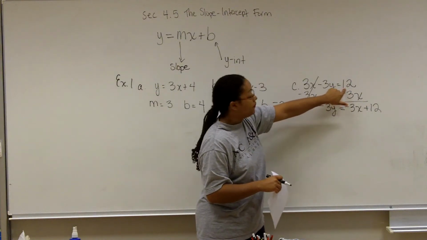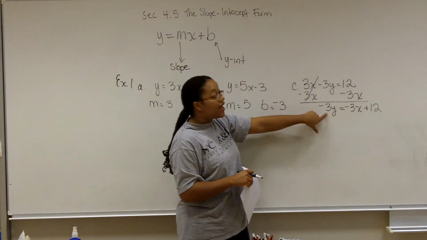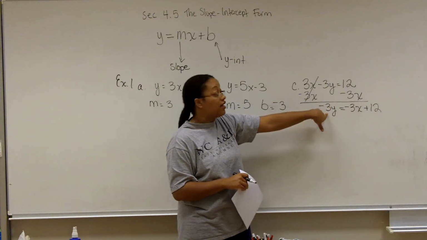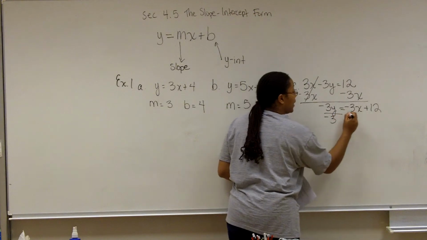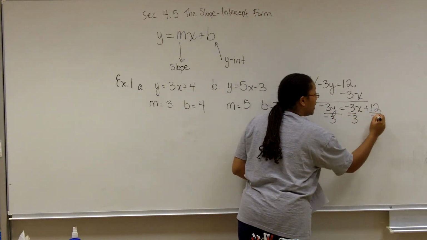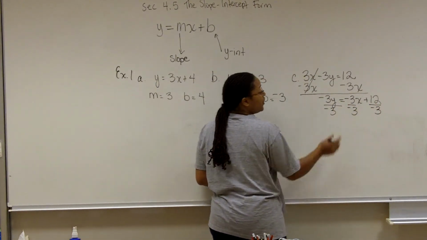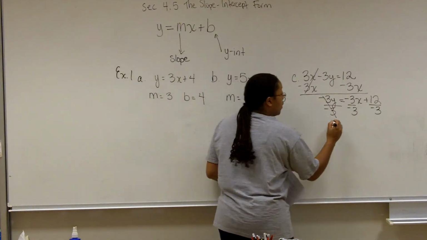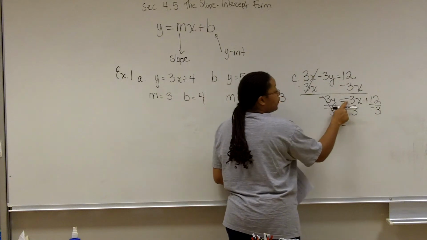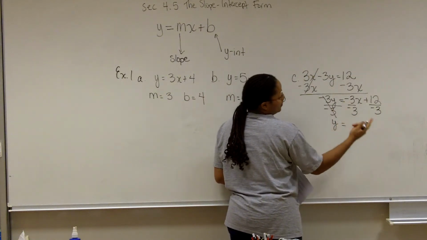You cannot combine them. Now I'm almost done, but I have this negative 3 times y. Got to get rid of the negative 3, which means you divide everything on both sides by negative 3. Now this should not be new. We've been doing this for weeks. You're just solving for y. y is equal to, well, negative 3 divided by negative 3 is a positive 1.